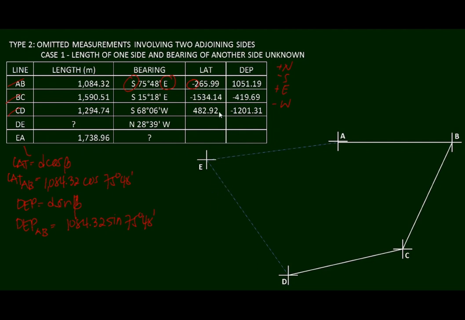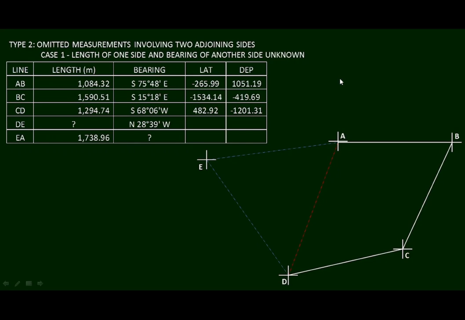Again, what was our step last meeting regarding type 2 case 1? For problems or for traverse like this, introduce a closing line. So, i-close natin yung mga lines na may kompleto ang data. So, in this case, I'm going to add a closing line DA. So, yung DA ko, that is my closing line. Okay? So, that was our first step last meeting regarding type 2 case 1 on omitted measurements.